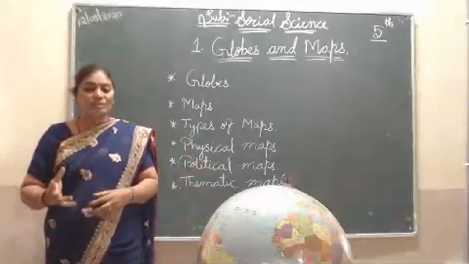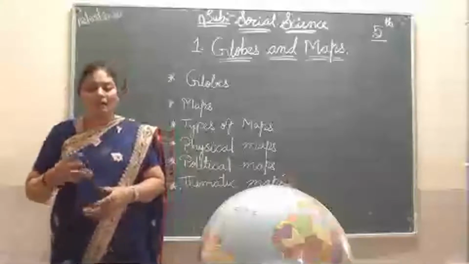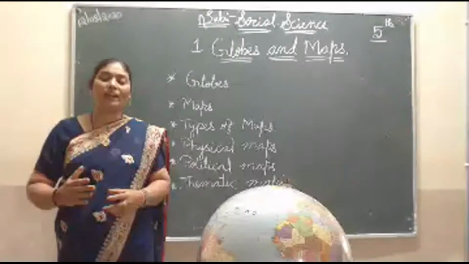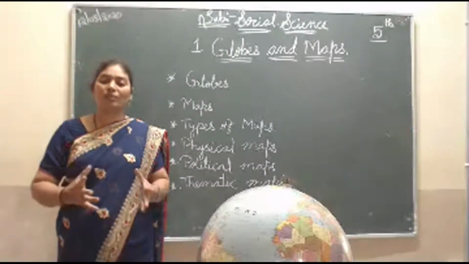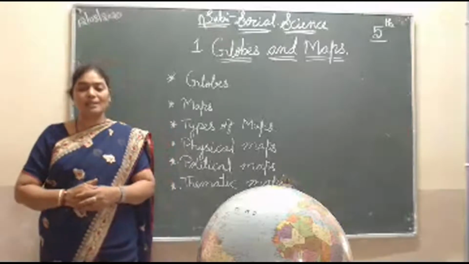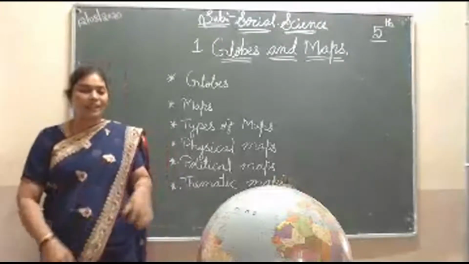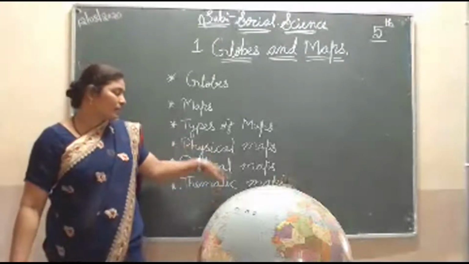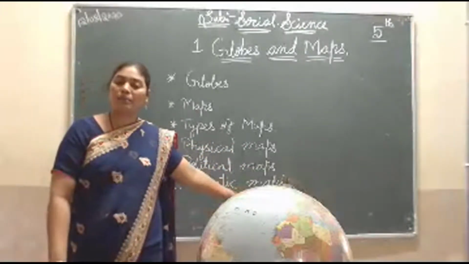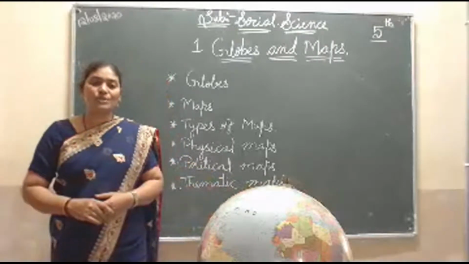Then again, industries. In our India, which big industries are there and where they are established. Then again, minerals. Which state in India produces more minerals? Many types of minerals are there, so which place has more minerals and which state records that much. So here three types of maps are there. First one physical map, second one political map, third one thematic map. I hope you understood this better.